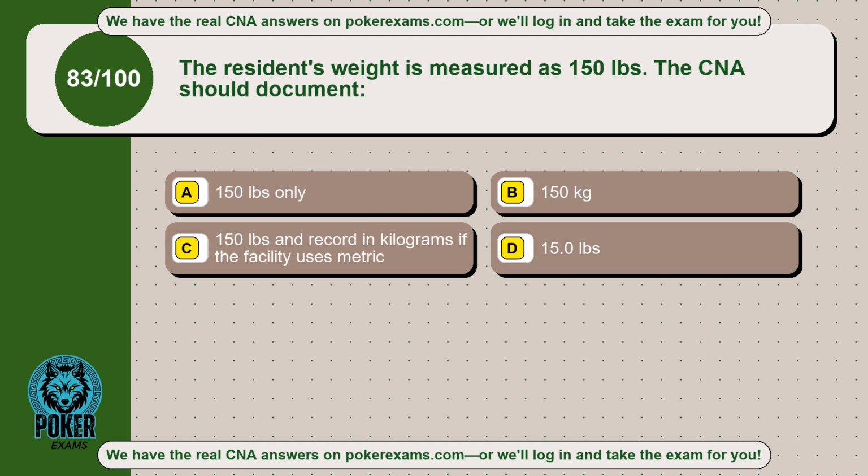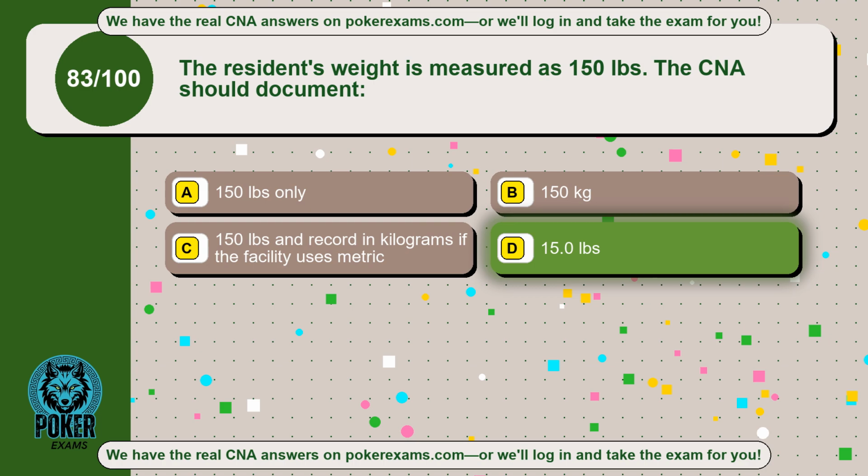Question 83. The resident's weight is measured as 150 pounds. The CNA should document. Option A, 150 pounds only. Option B, 150 kilograms. Option C, 150 pounds and record in kilograms if the facility uses metric. Option D, 15.0 pounds. The correct answer is option D.